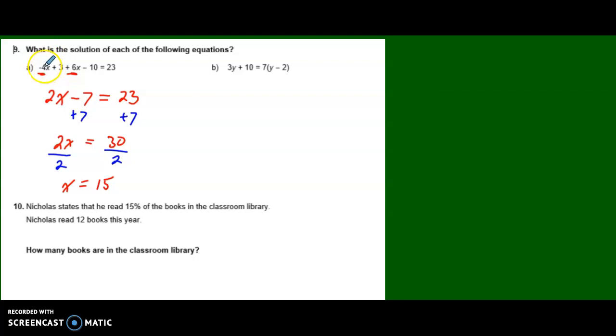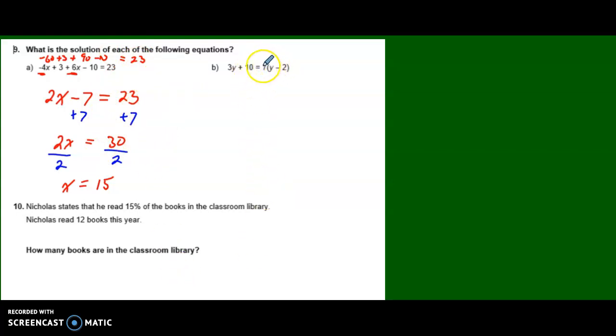So let's see. If I put negative 4 times 15, that's negative 60, plus 3 plus 6 times 15, that's 90, minus 10, does that give me 23? Negative 60 minus 30, 30 minus 20, yes, that's right. Okay. Let's try the next one.